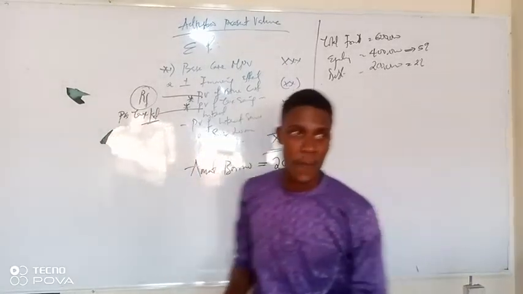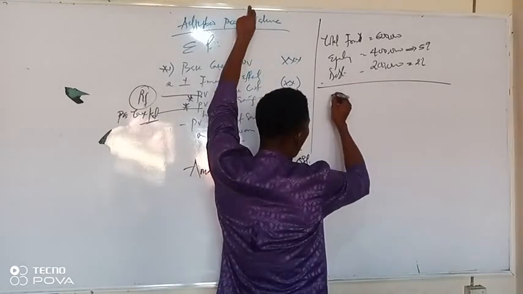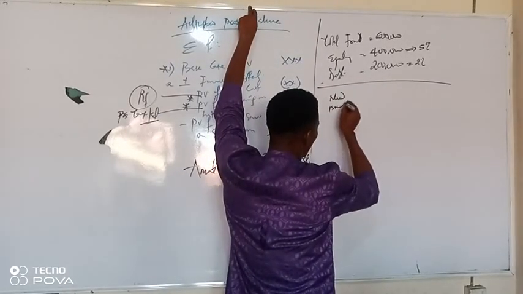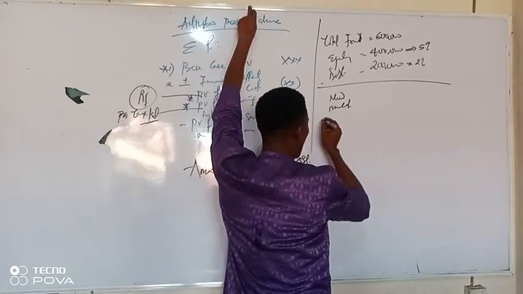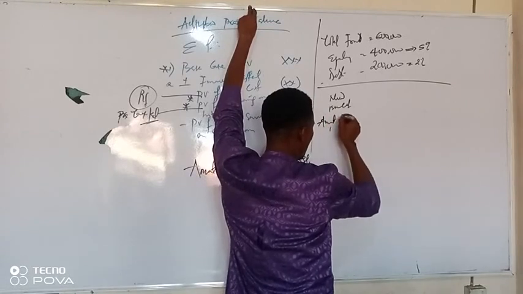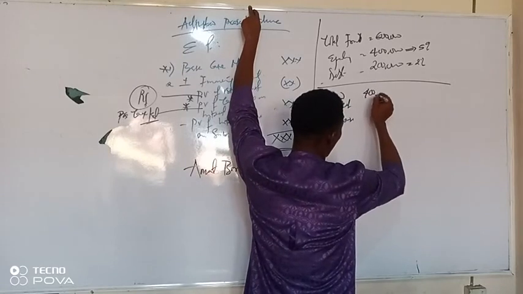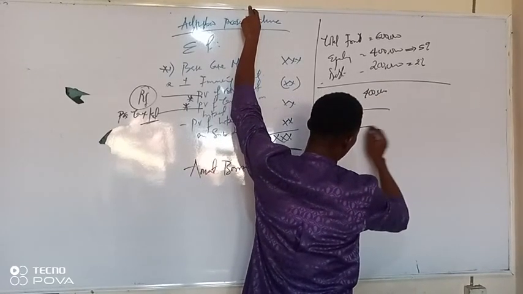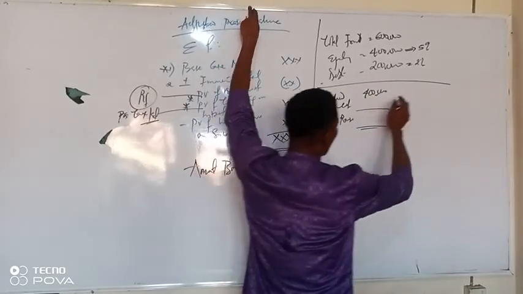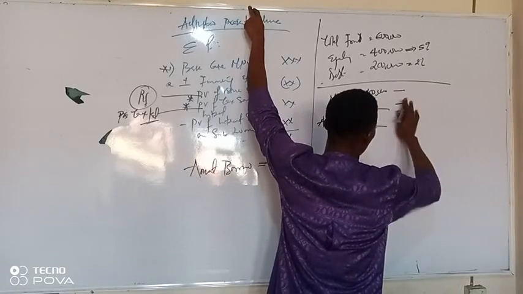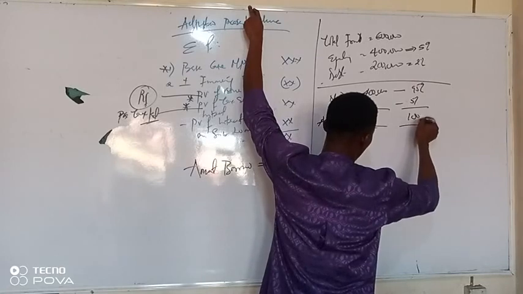By the time you are calculating the new cost, we said we will have the amount needed, the flotation cost, and the amount raised. The amount needed for equity is 400,000. We don't know the amount raised. The amount needed plus the flotation cost gives the amount raised. This one is 5%, so this one will be 95%, and this total will be 100%.